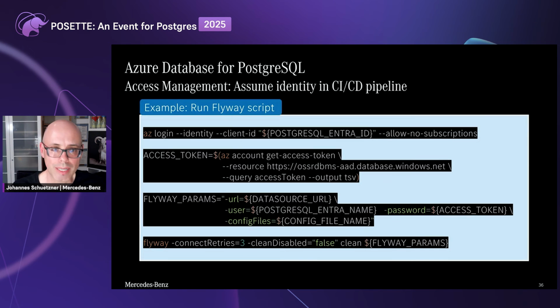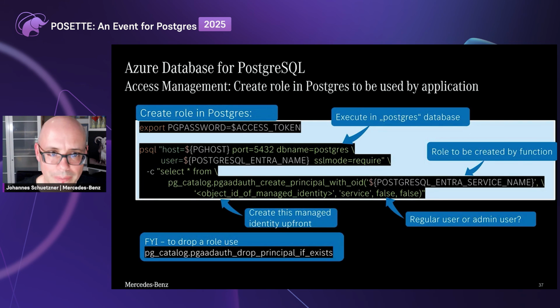Then you don't have a password, but tools like Flyway need a password. So what can you do? You can generate a token, and here with the az account get-access-token command for the OSS RDBMS resource, or the database resource, you can generate an appropriate access token, pass it in for your password, and then run the Flyway script. So that's it. That means all your objects have been created.